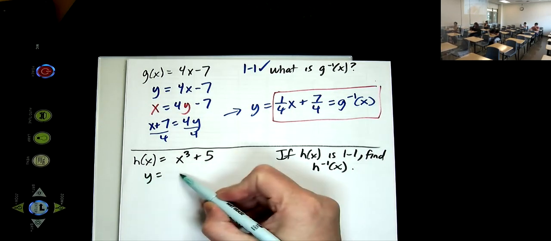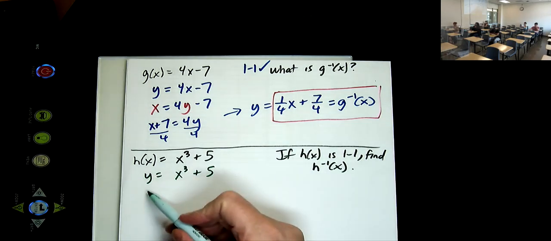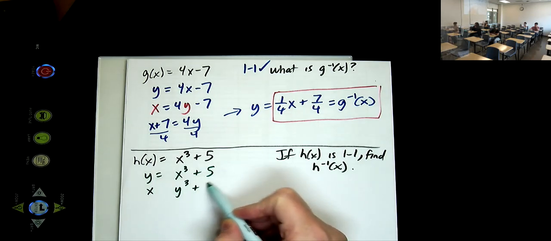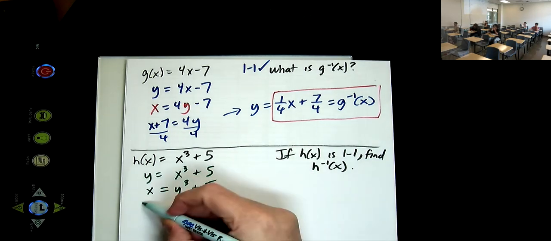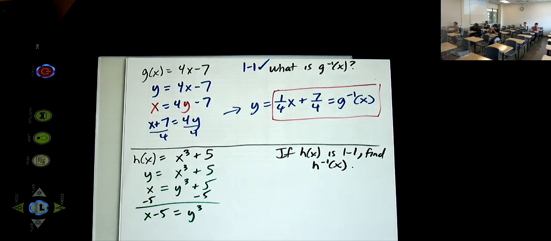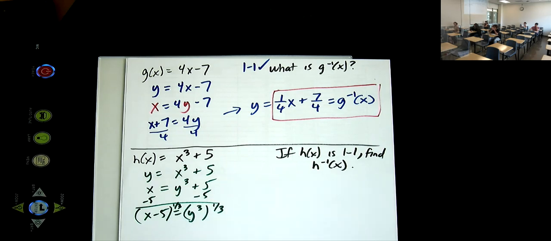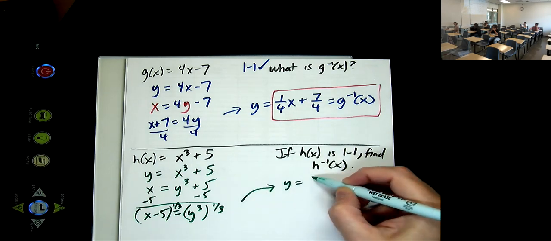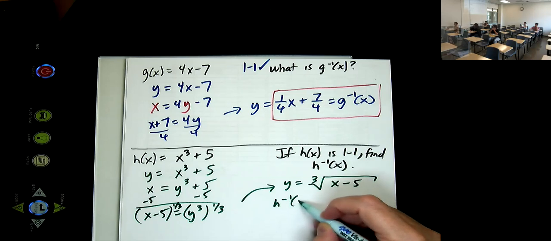So we're gonna put in a Y. We're gonna swap them. And now we solve for Y. Raise each thing to the 1/3, which is the same thing as taking the cube root. We get Y equals the cube root of X minus 5, which makes that H inverse.